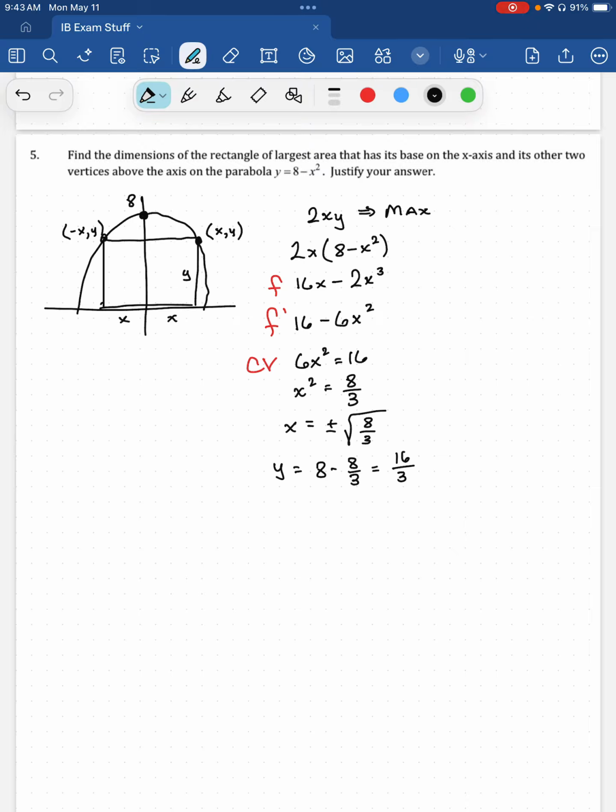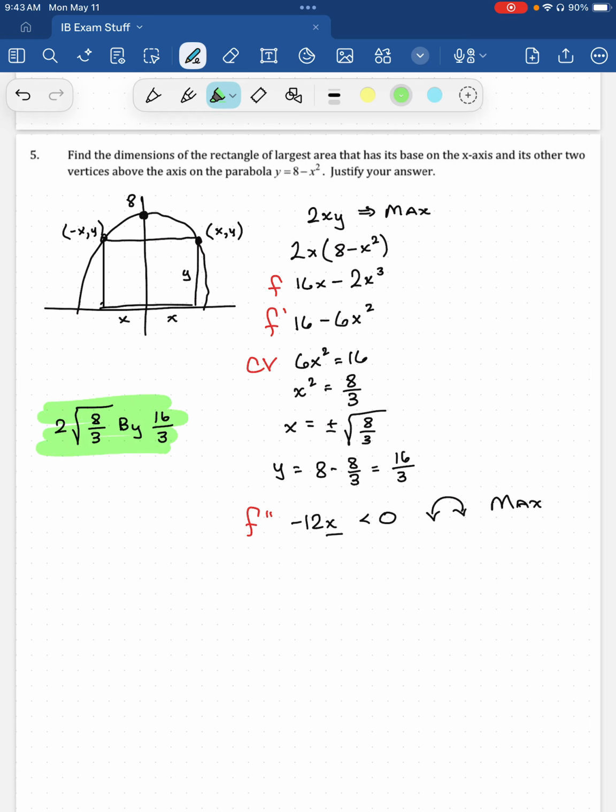So the dimensions of my rectangle are 2 times the square root of 8/3, because it's 2x wide, by 16/3 tall. We don't have units within the problem, so we don't have to worry about those. But what we do want to do is justify our answer using the second derivative. The second derivative is going to be negative 12x. And since x is greater than 0, this is going to be less than 0, which is concave down, which is a maximum. So this is the answer to my question.